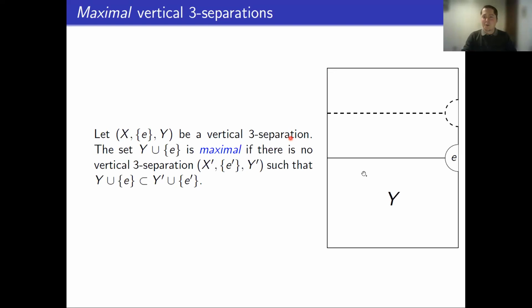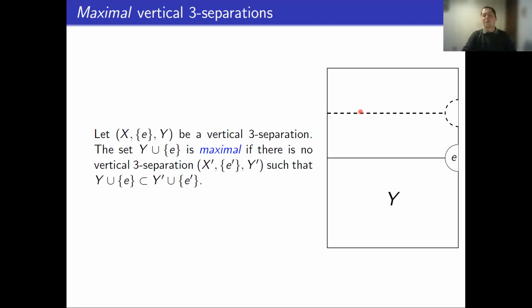So if you've got a vertical 3-separation, which I've drawn as this box thing for some reason, we call one side Y union E maximal if there's no other vertical 3-separation such that a Y' union E properly contains Y union E. I may have said that poorly, so I'll say it again. We can call one side of a vertical 3-separation maximal if there's no other vertical 3-separation whose side could contain our side. So it's as large as possible. There's nothing hiding up here in the small side which is also a side of a vertical 3-separation.